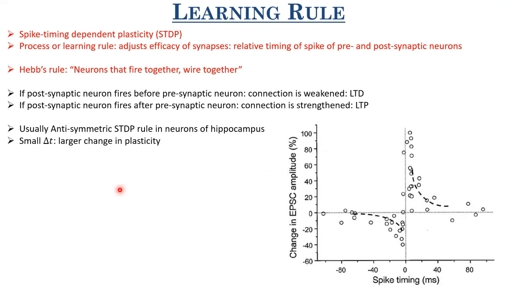So simply said, if pre fires before post, you do LTP. If pre fires after post, then you do LTD. And hence this is justified that neurons that fire together wire together. I mean, if pre fired immediately before post, then they have to be wired together. The strength of the connection between the two has to be increased. LTP has to be performed. So that is the major idea behind this.